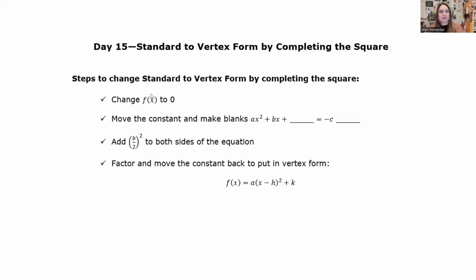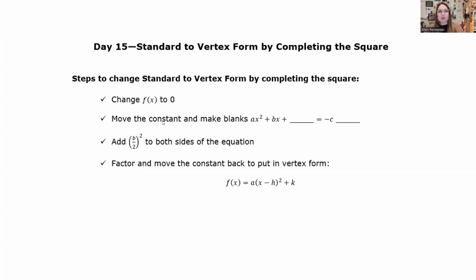To do that, the steps say first change f of x to 0. Sometimes the problem is set up and it's already equal to 0. Okay, well then you just keep going. Sometimes the problem is f of x, and if it is, you need to set it equal to 0 because that's how we solve, that's how we're going to complete the square.